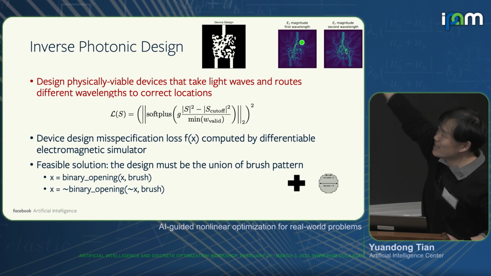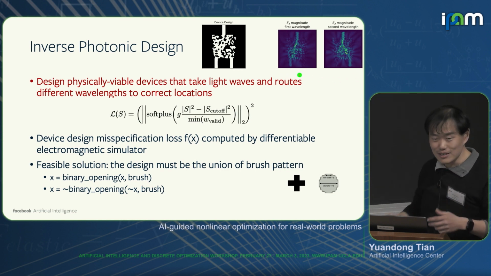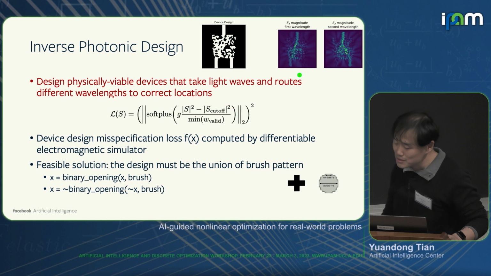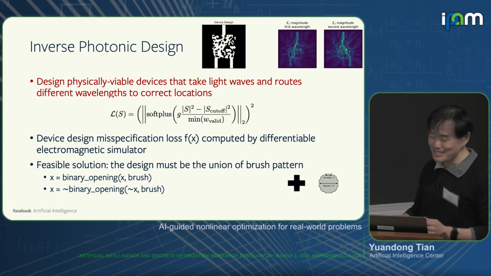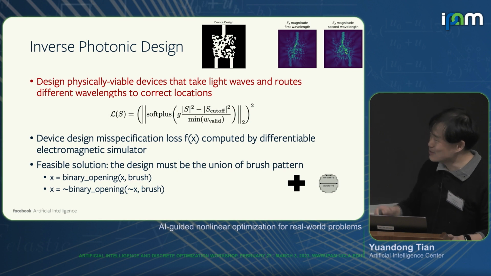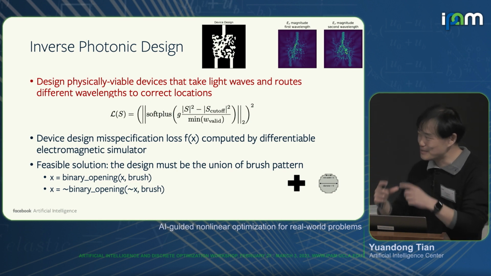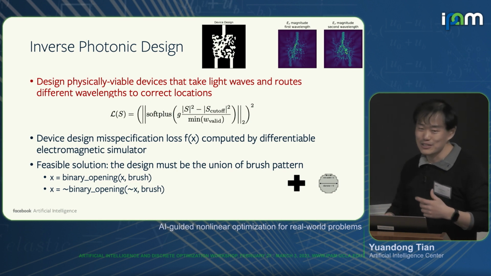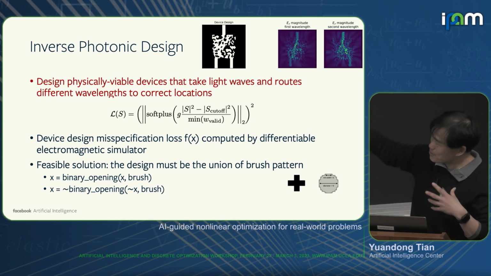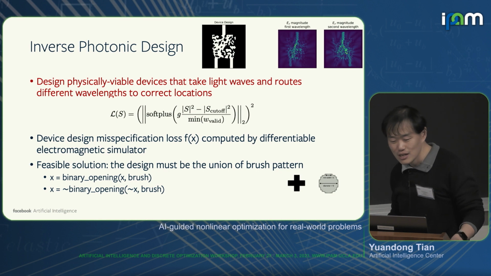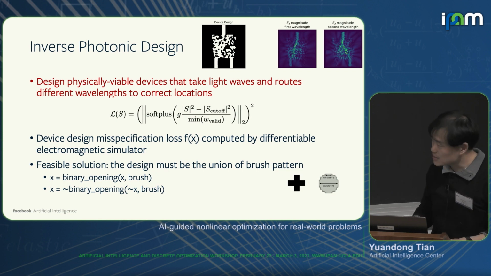So for wavelength 1, you want the light to go that way. For wavelength 2, you want the light to go this way. So that's basically the goal of this kind of device design problem. People may wonder, why not use reflection, use some mirrors for this problem? But it's very hard to put mirrors in this very small space. So you have to use the electromagnetic wave properties, diffraction properties, in order to separate these two wavelengths. So that's the goal.